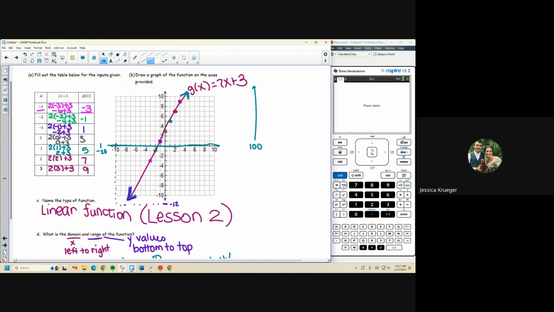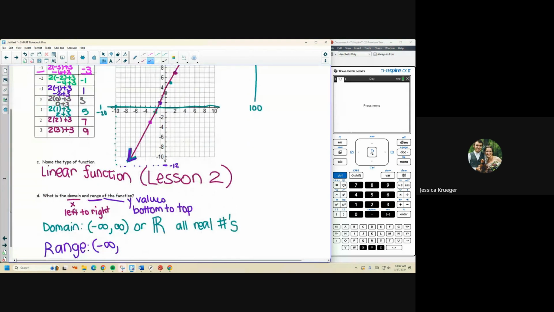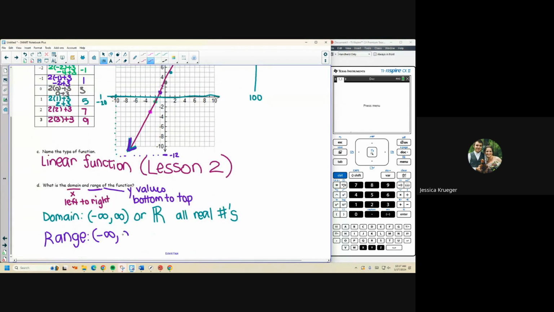And then if I look up, it keeps going up forever and ever. So if I eventually wanted to know when I'll have a y value of 100, I'm going to have to look over pretty far on my graph, but eventually it will get to 100 because it keeps going up forever and ever. So my range would be -infinity to infinity, or you could write it as all real numbers.